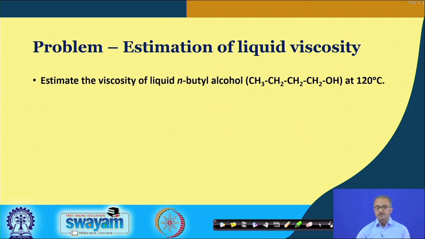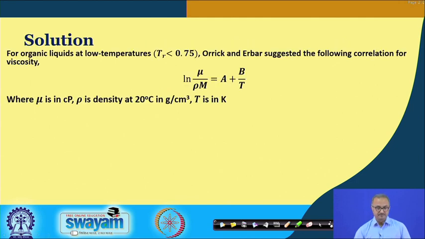Now, we come to another problem. In this case, it is a liquid viscosity, and the liquid is N-butyl alcohol, and this N shows this is a straight chain. So, the straight chain alcohol, this is the formula, and the viscosity has to be found out at 120 degree centigrade. Now, here you see that at low temperatures for organic liquids, this particular correlation has been proposed by Orrick and Erbar.